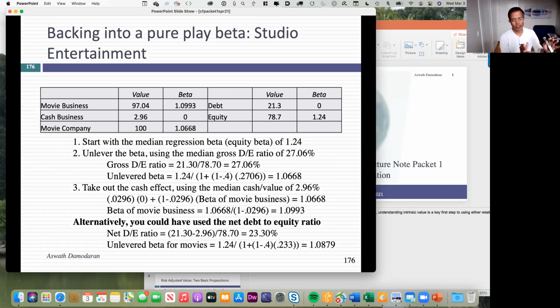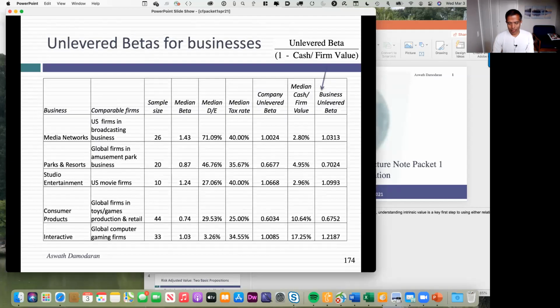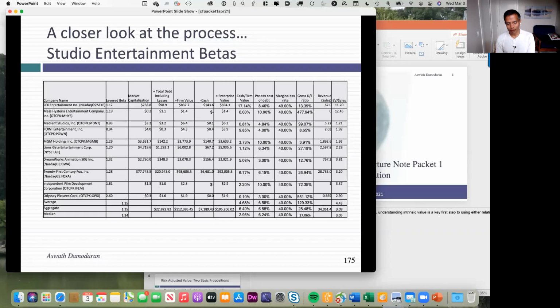I know it's tedious, but with each grouping, that's all I did. I started with the regression beta. I unlevered the beta using a debt to equity ratio. I cleaned up for cash by taking out the effect of cash. And if you go back to the previous 2 pages back, that's the beta that I report for each of the 5 businesses. The best way to do this is to actually try it out on a group of companies, take the average beta, clean it up, because this is called a pure play beta. You're trying to get a beta for being in the 5 businesses.